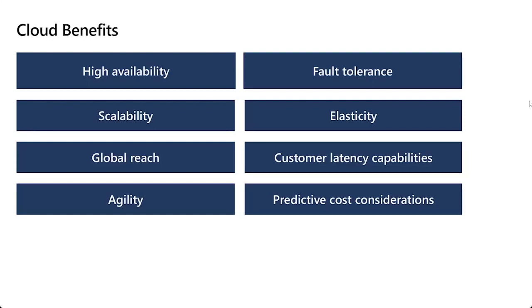And then agility, the ability to react quickly to workload demands. Do you have a sudden spike in traffic? Do you need to allocate more resources? Or do you have a sudden slowdown and need to deallocate resources?